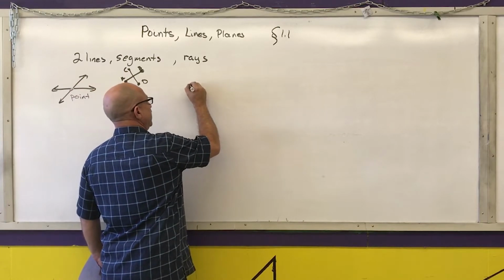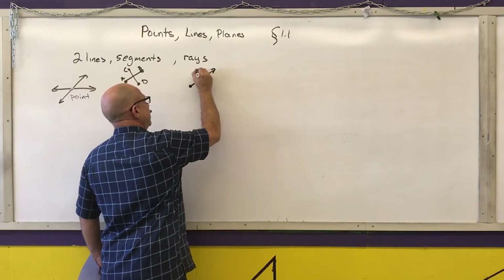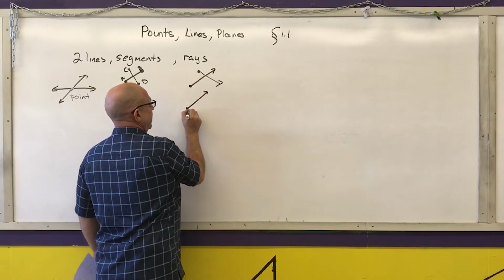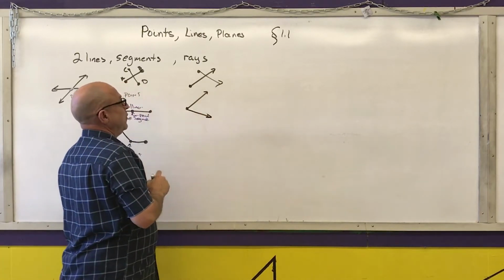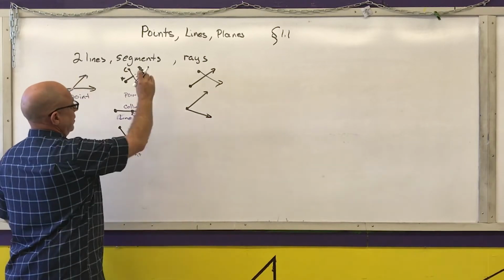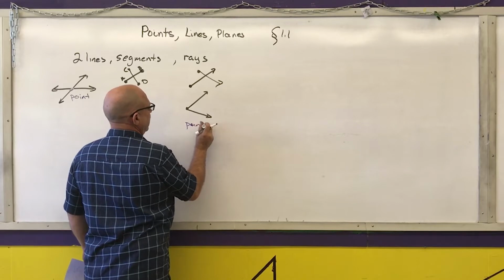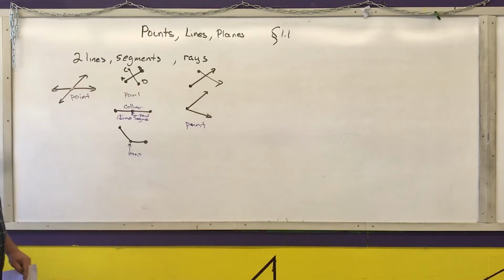Okay, rays, two rays that intersect can intersect like that. They can intersect like that. But again, the intersection of two rays is going to be a point regardless of what shape it forms. Okay.